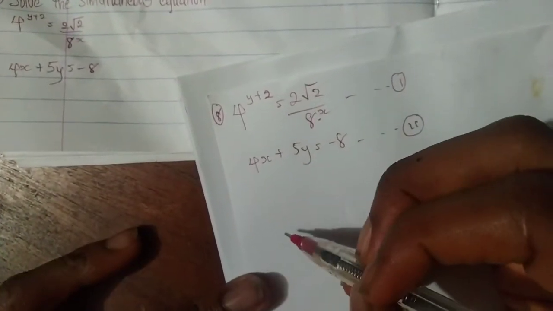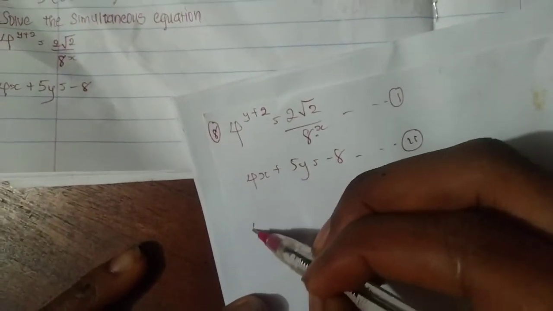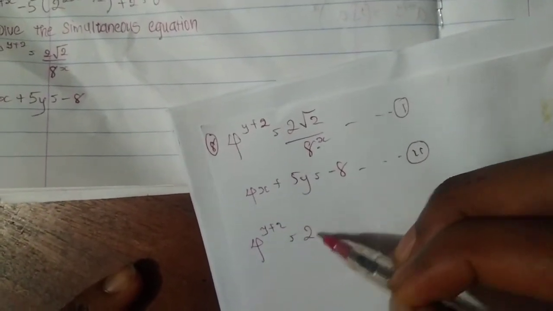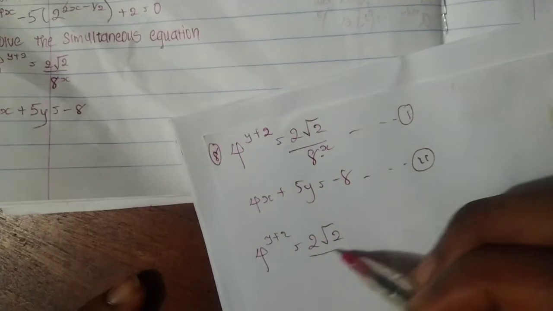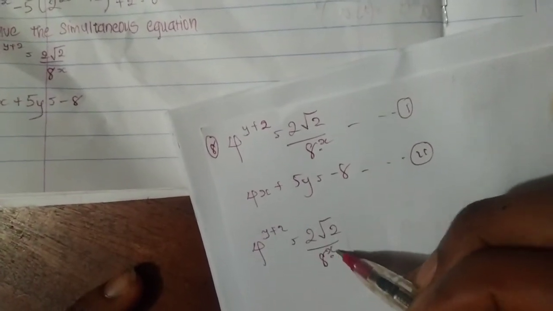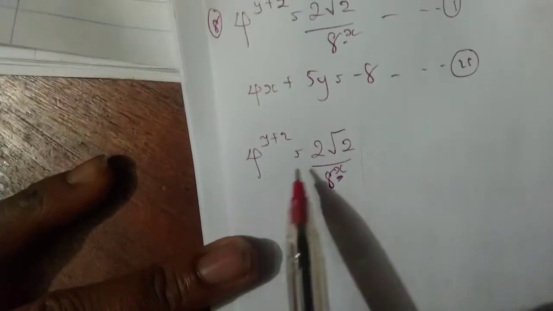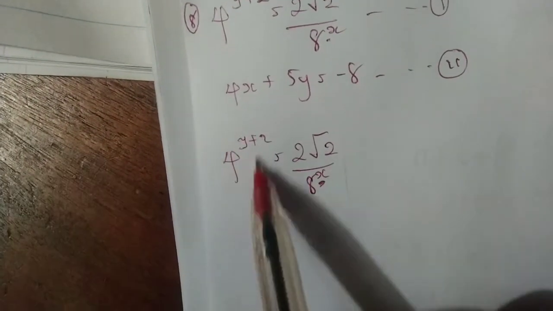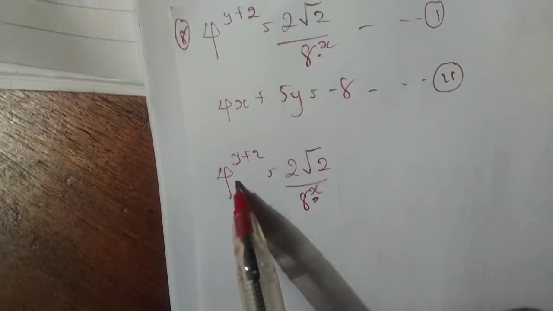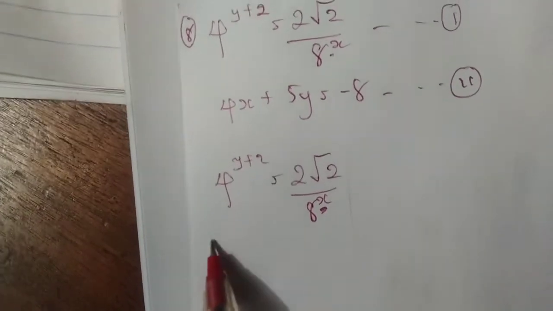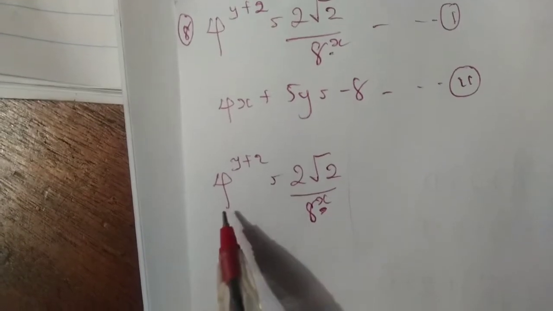So let's start from equation 1 first. I like starting from equation 1 every time. So we have 2 to the power of y plus 2 is equal to 2 root 2 over 8 raised to the power of x. So if we notice, like I told you, before you solve a question, you should calm down. You see what they have in common. You see how you can break it, how you can make it easy for you to solve.